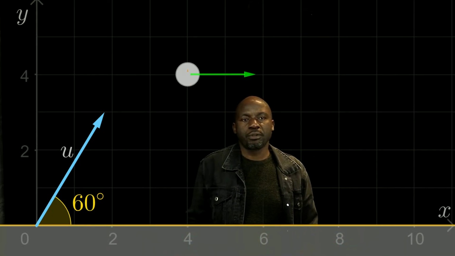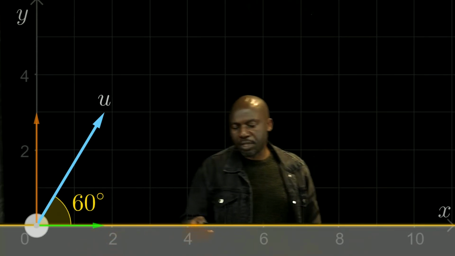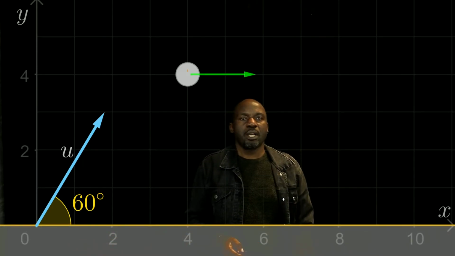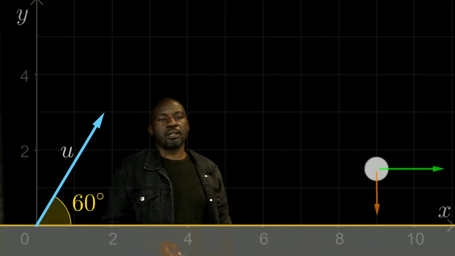On the other hand, if you look at the horizontal velocity, it remains the same. So the length of the green arrow stays the same as the object is moving forward like that. This is important if we're going to understand projectile motion.